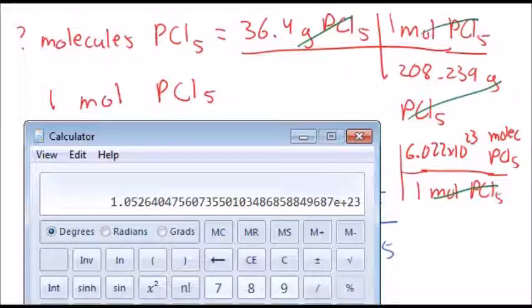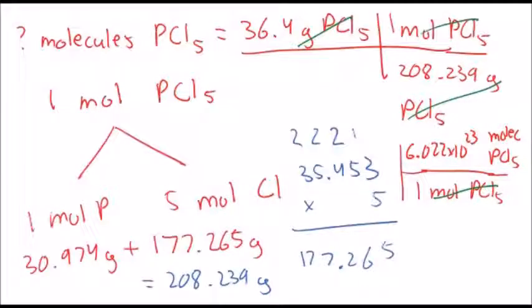And if you look here, we have 3 significant digits here, we have 4 here, and we have 6 here. So we're going to go with the lowest number, 3. So our answer is going to be rounded down to 1.05 times 10 to the 23rd molecules of PCl5.